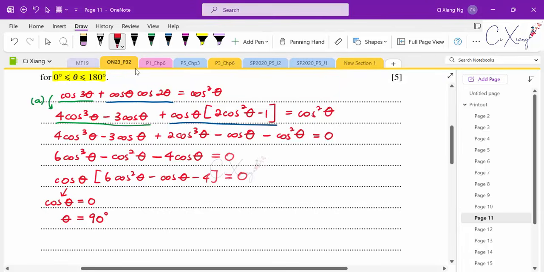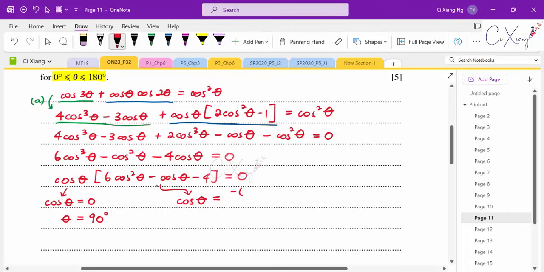Then I have the second equation here. This second equation is a quadratic form equation. You can see that cos squared is something like y squared, and cos is something like y. So you have 6y squared minus y minus 4 equals 0. Of course you can try and see whether you're able to factorize it or not. But for this question, we're not able to factorize this quadratic equation. So what I'm going to do is solve it by using the quadratic formula.